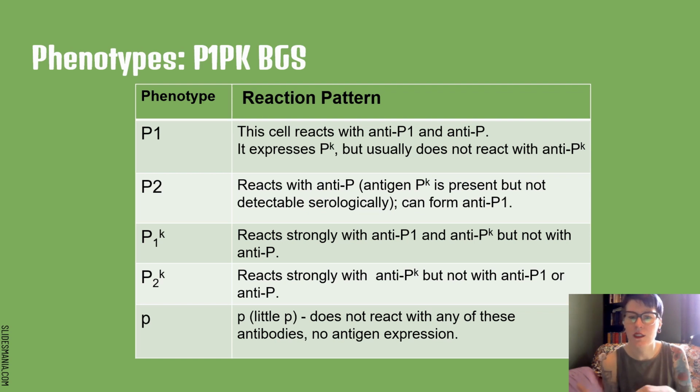So this chart is just a different way to look at the last slide. The thing that's important to think about is the P1 phenotype. They still have PK, but they usually won't react with the anti-PK because it's being covered by the P1.